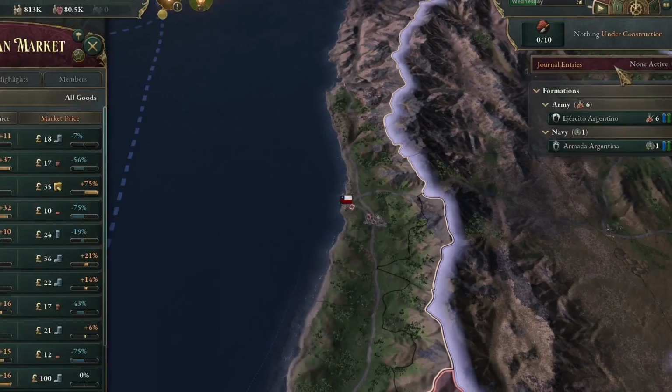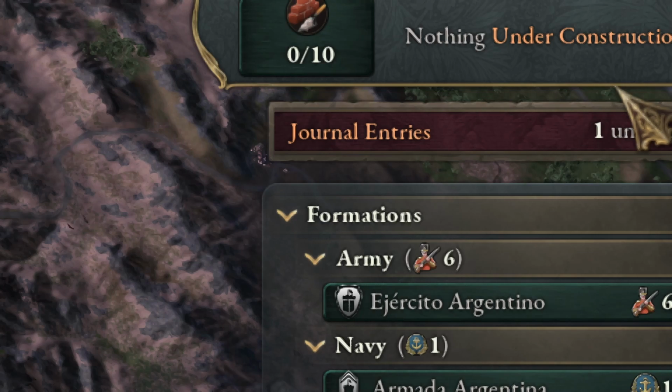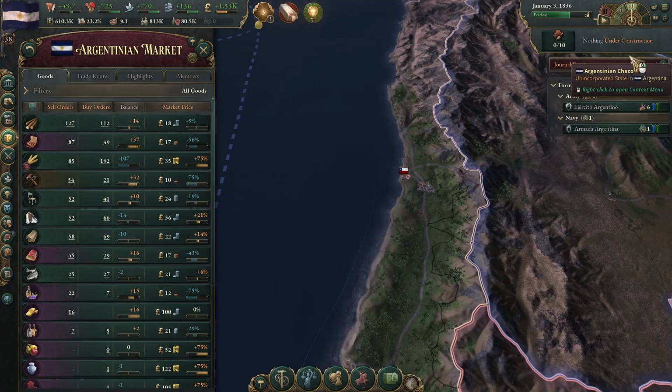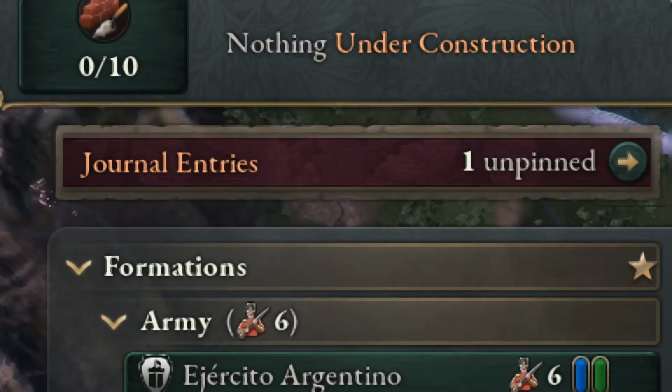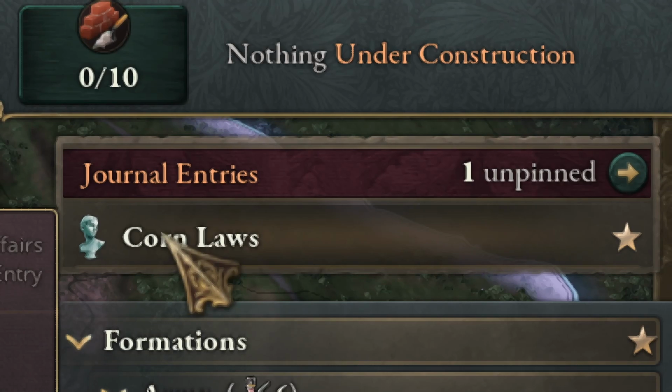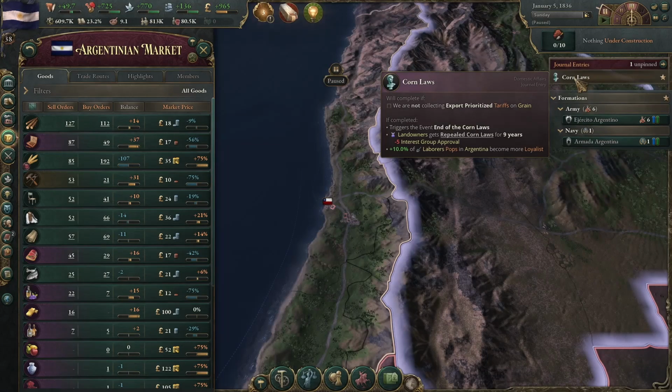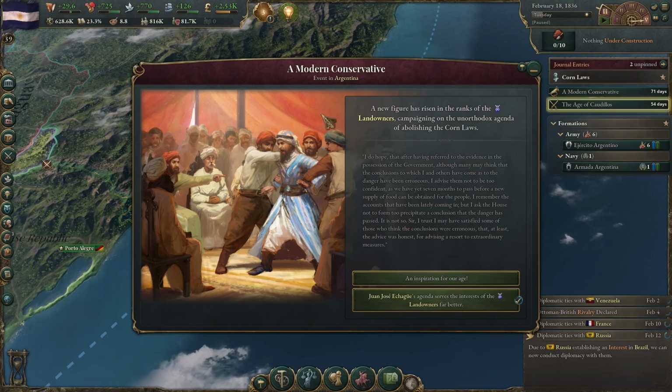We unpause, and in a few seconds we are going to be seeing that the corn laws are enabled. Now you see here corn laws enabled. This will make the aristocrats happy, and after a few months you will get this event, a modern conservative.